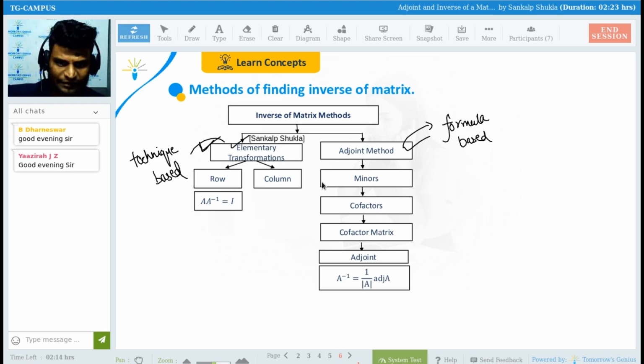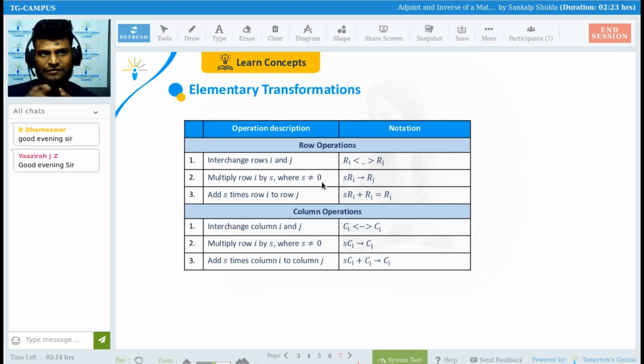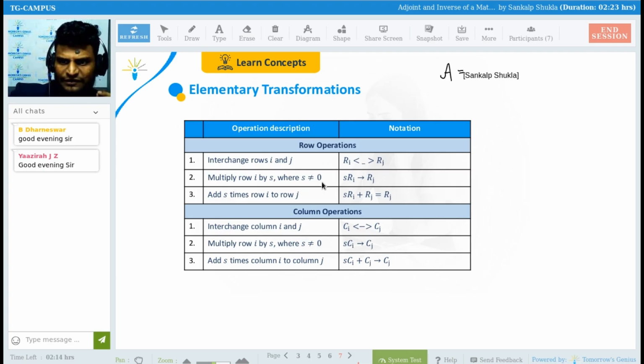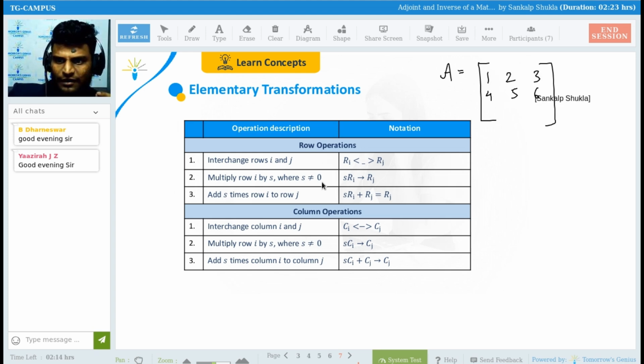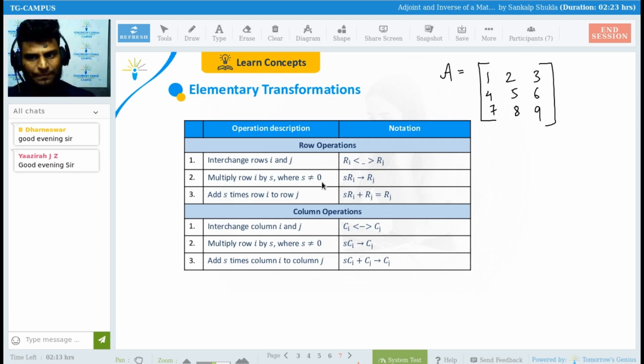Yes. So with the help of formula, we can find the inverse for any matrix. But what is this elementary transformation? First, let's discuss elementary transformation in detail. What does elementary transformation say? If you have a matrix, for example, let me consider A equals 1, 2, 3, 4, 5, 6, 7, 8, 9. Elementary transformations are the operations which we can perform, and we can change our matrix according to those operations.